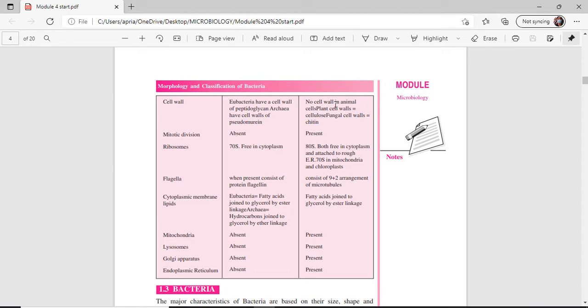Let me clarify, okay. No cell wall in animals. Imagine that as humans, if you had a cell wall, your skin would be hard. Then, in plants, you have your cellulose. That is the term for plants. Then, your fungi, you have your chitin.